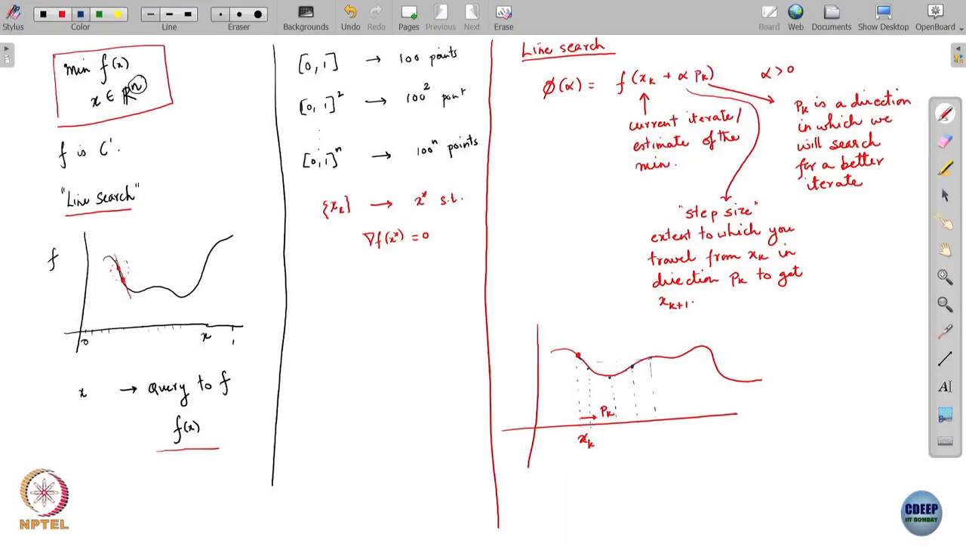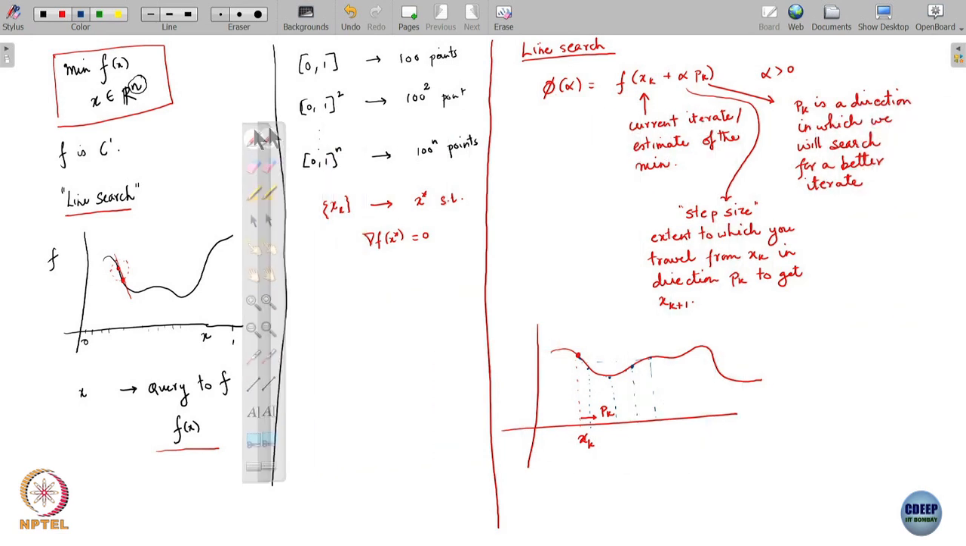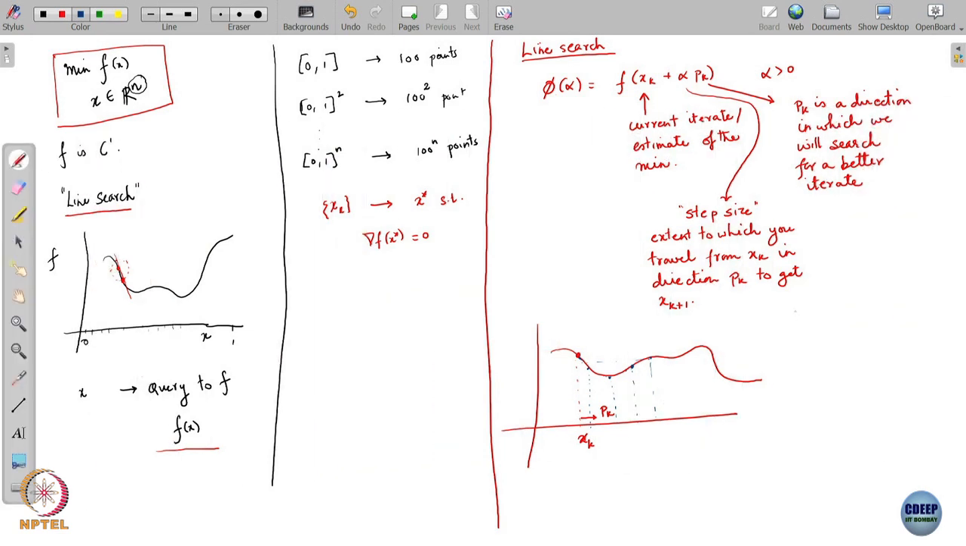So there are a couple of things you need to be mindful of in this whole affair. The first is, you don't want your decrease to be too little. Let me give you an example. Suppose I draw a function like this. Suppose here is your function and here is your iteration.